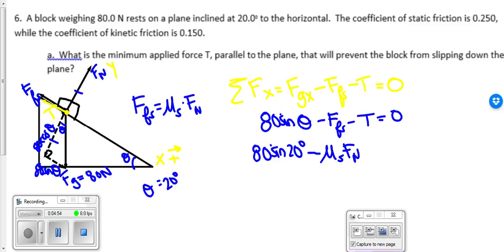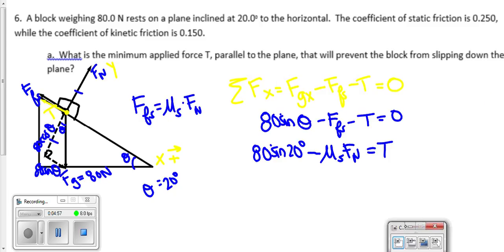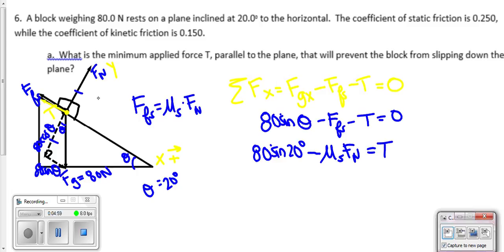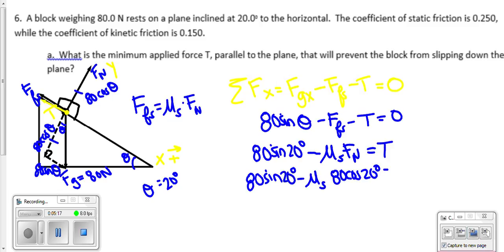Still don't know what T is. Let me just bring T over since that's what we're trying to find. But I do know that my normal force should be 80 cosine 20 degrees in order for this thing to not fly off the table. And that's it. I know that mu s is 0.25, basically a quarter. So if mu s is 0.25, a quarter of 80 would be 20, so minus 20 cosine 20 degrees, and that is your T.